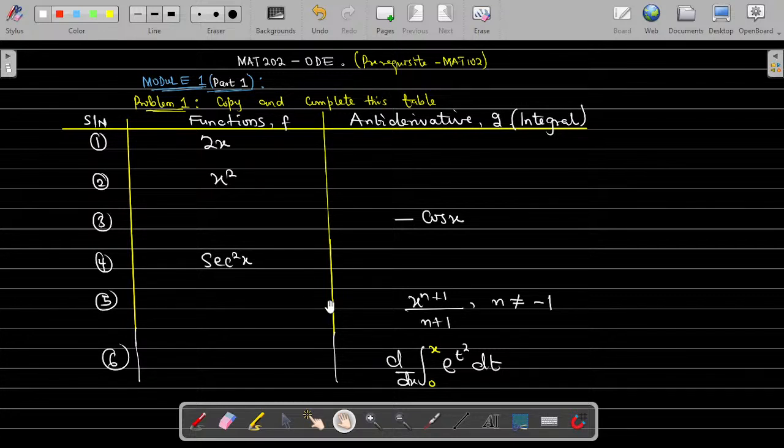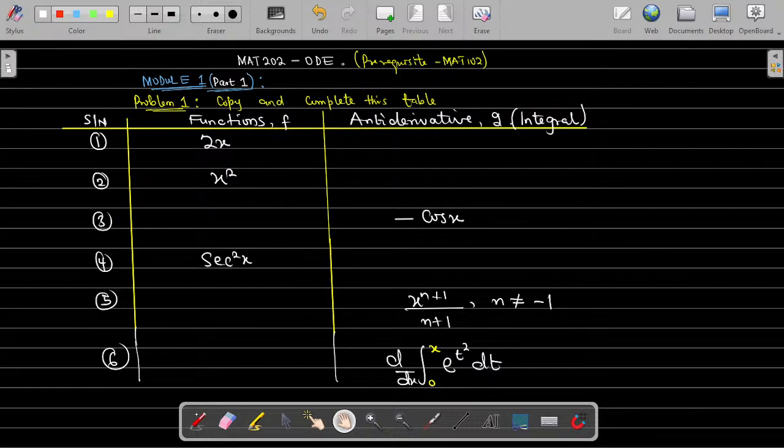So what is it that we should do here? Okay, so now let's look at it. The first is that we are looking for the integral of this. Remember I said antiderivative is the same thing as integral, and so that is why I said it's just a recall of what we did in Maths 102.